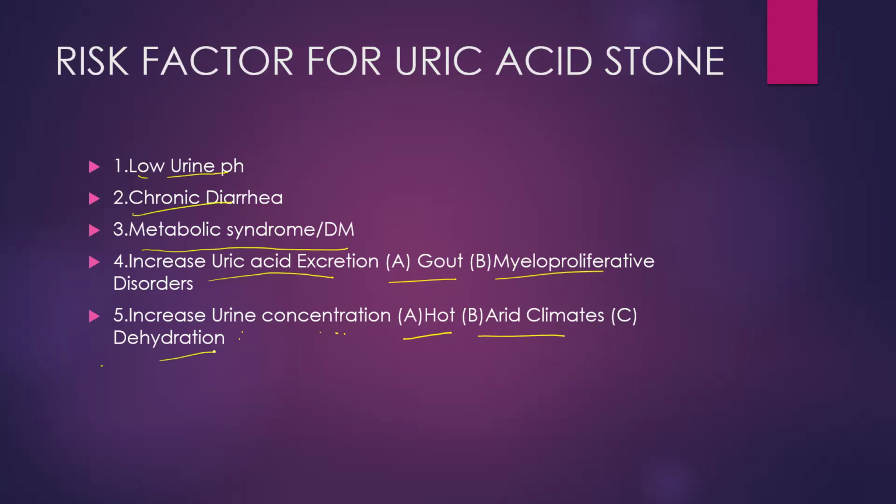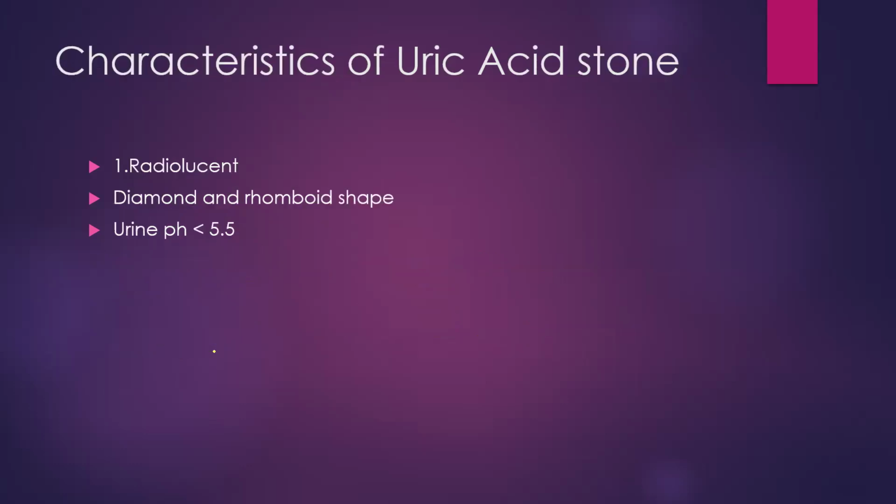Low urine pH promotes the formation of the uric acid stone. That is very important, low urine pH. The characteristics of the uric acid stone: they are radiolucent, meaning they are not visible on X-ray, with a diamond and rhomboid shape, and the urine pH is less than 5.5.